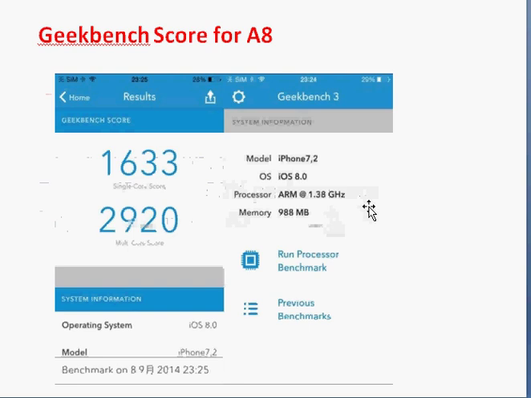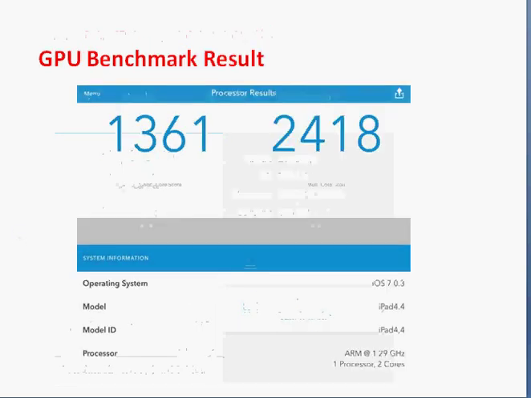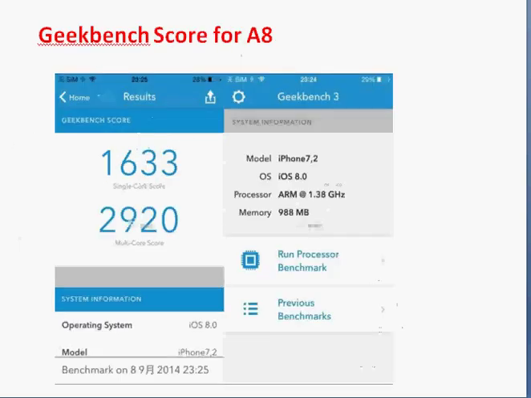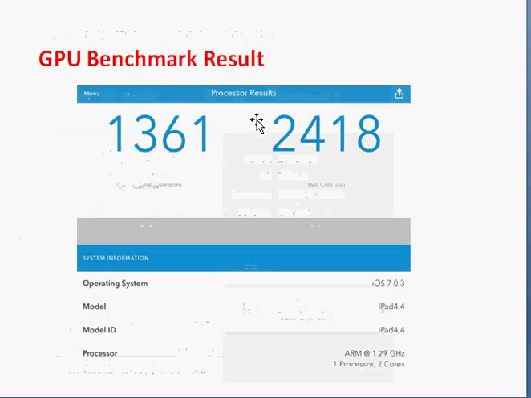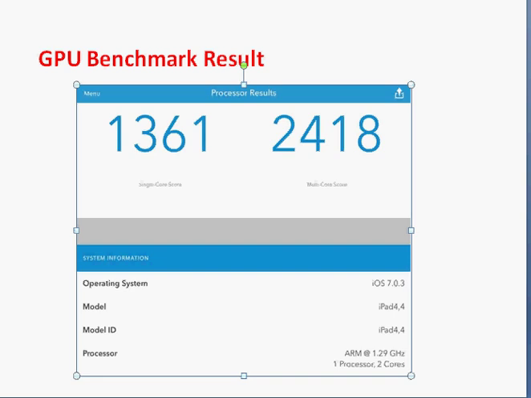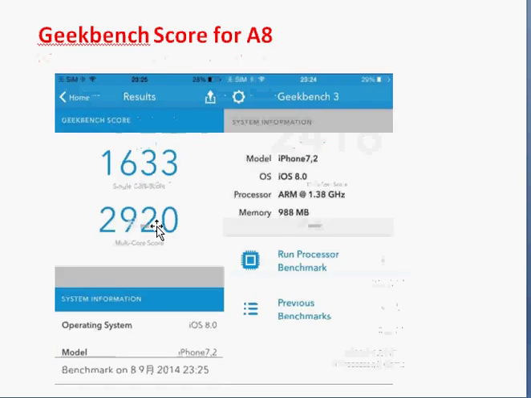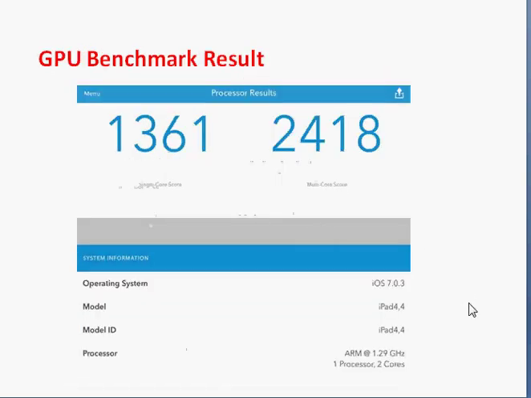It also shows a processor clock speed of 1.4 GHz and a memory of 988 MB. And if you compare it with the results that we earlier had for the A7 processor, it's 1361 versus 1633, about a 300 point improvement. And similarly for multi-core, 2400 for the A7 versus 2920 for the A8. And it also shows an ARM processor at 1.29 GHz.